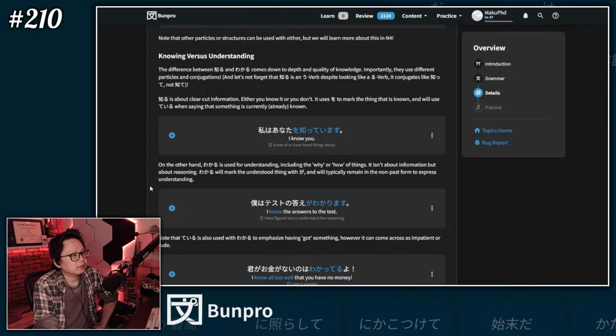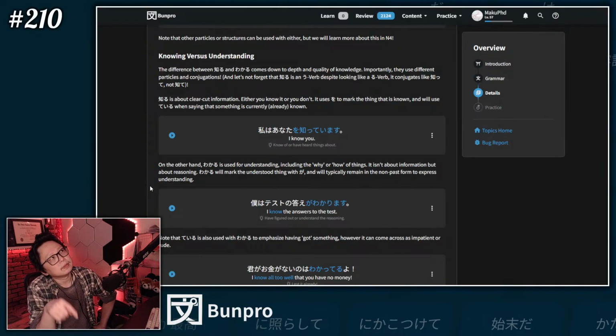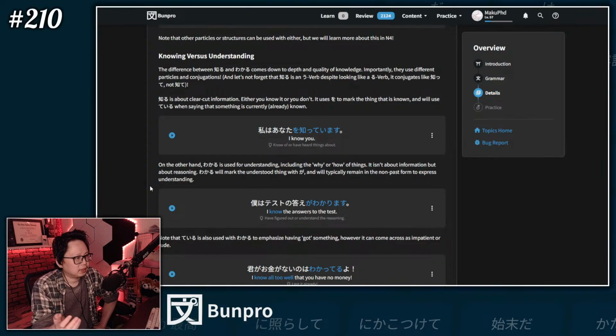Right. It isn't about information, it's about reasoning, right? Reasoning, logic. Logic is a part of reasoning, or it could be emotional or irrational type of reasoning. Significance, sentimentalism. Wakaru will mark the understood thing with ga, and will typically remain in the non-past form to express understanding, because you're currently understanding and continue to understand, right?